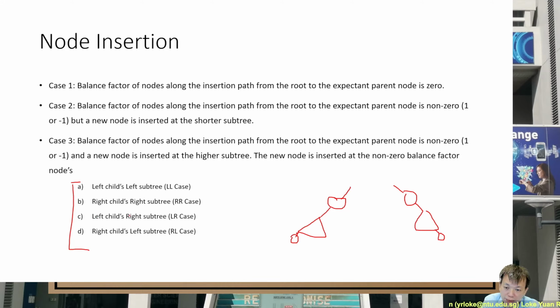So similarly for the left child right subtree and right child left subtree. In short, case 3 is you're trying to insert a node at a subtree where this subtree is higher than the other counterpart subtree. So if you insert the node at the left subtree, which means this left subtree is already higher than its right subtree, after you insert, it will be even higher. So the balance factor at these nodes will be more than 1 or less than negative 1.